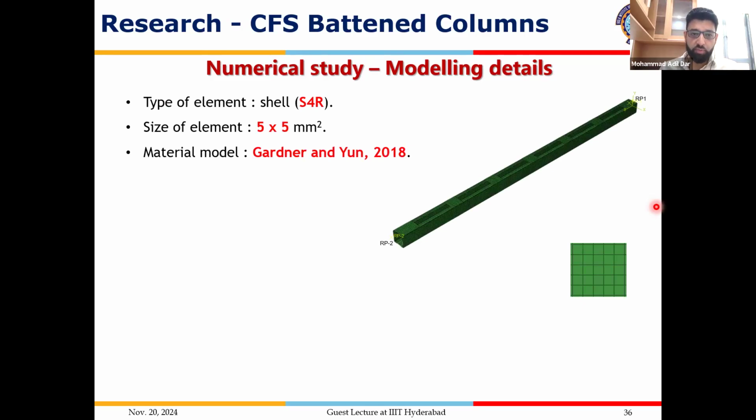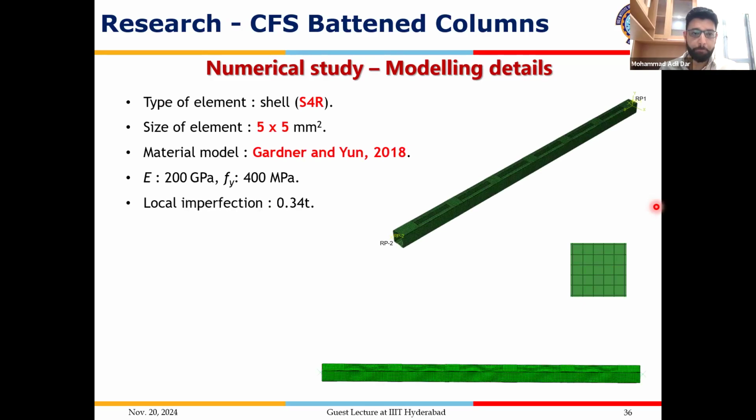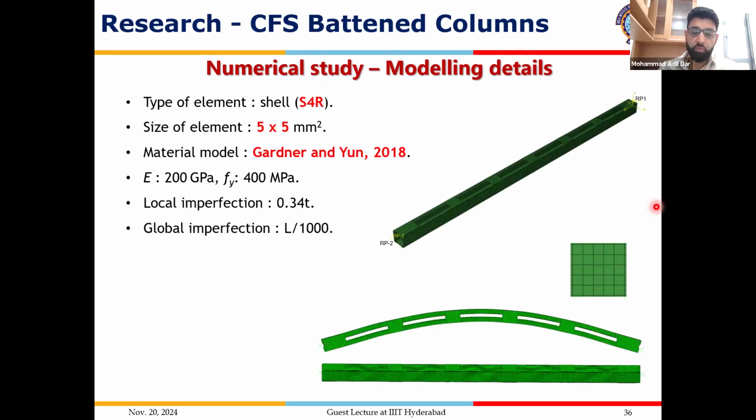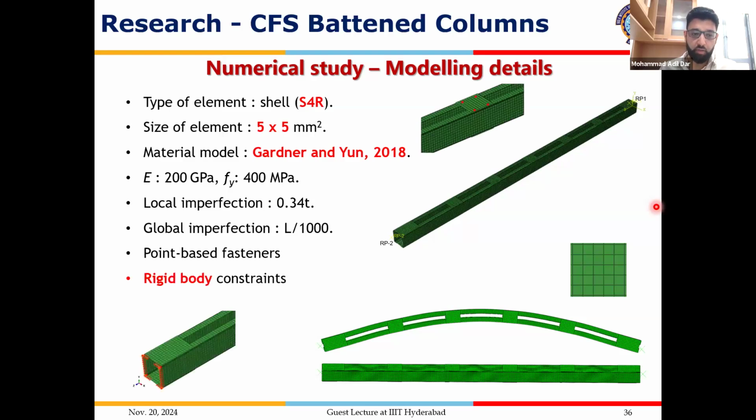For the material model, we adopted the Gardner-Nethercot material model, an advanced version of the Ramberg-Osgood model. Modulus of elasticity 200 GPa, yield strength of 400 MPa. Local and global imperfections were adopted in accordance with Schafer's suggestions. Point-based fasteners were used to simulate the screwed connections, and rigid body constraints were used to simulate the boundary conditions.